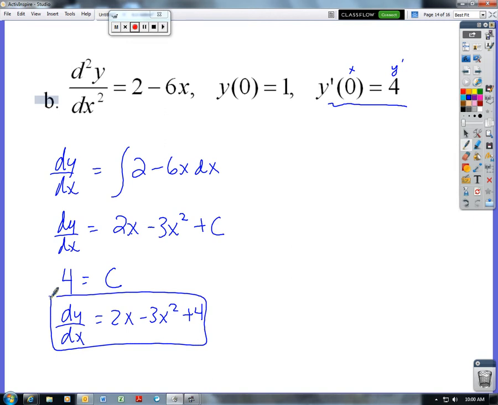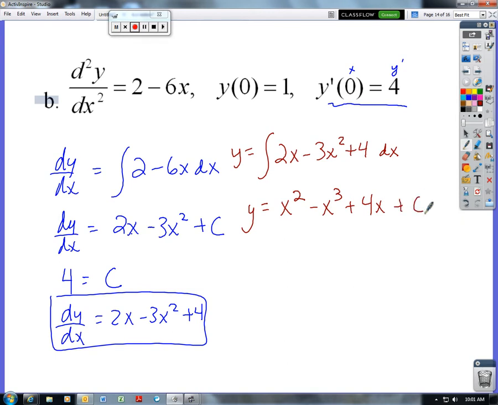Now we can repeat the process to get the original function y. So I'm going to take the integral of the first derivative in order to get y. That's going to be x squared minus x cubed plus 4x plus c again. You have to put the plus c on.